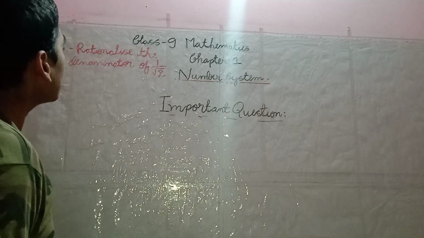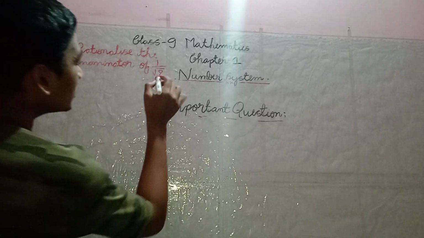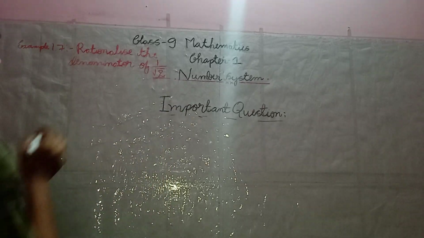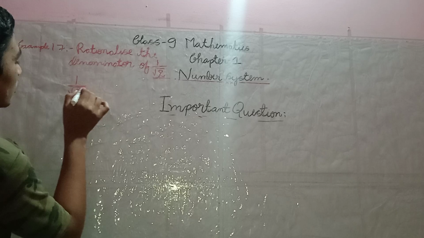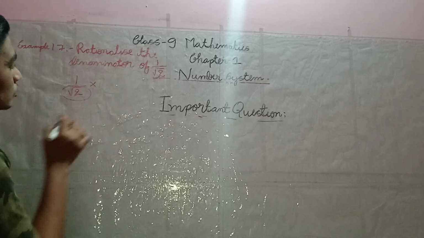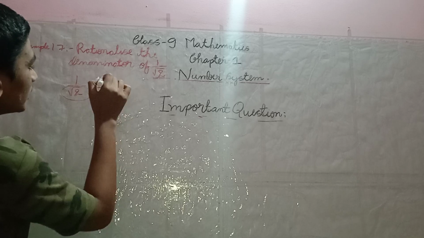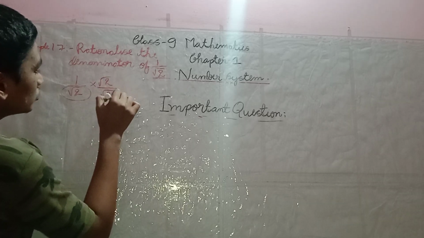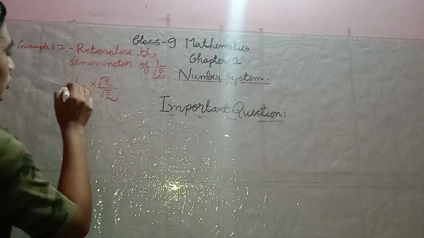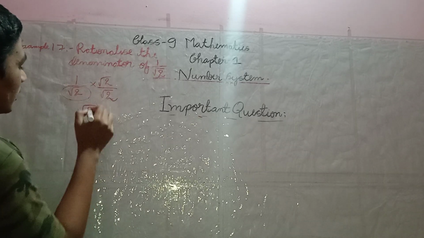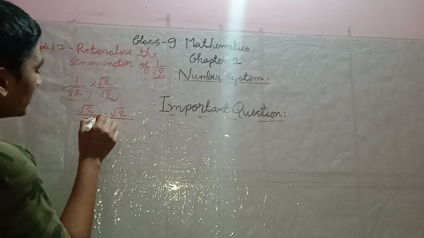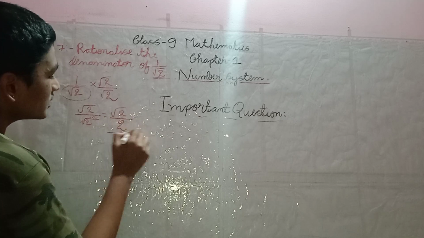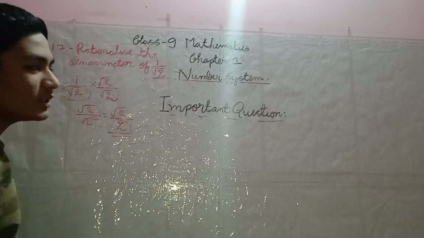The next important question is example 17, which is rationalize the denominator of 1 by root 2. Here, if you observe, the denominator is irrational, so we have to rationalize. To rationalize the denominator, take the conjugate of the denominator; root 2's conjugate is root 2 again, and multiply and divide by root 2. So we get root 2 divided by root 2 square, and the square root and square get cancelled, giving root 2 divided by 2. Here the denominator has been rationalized.